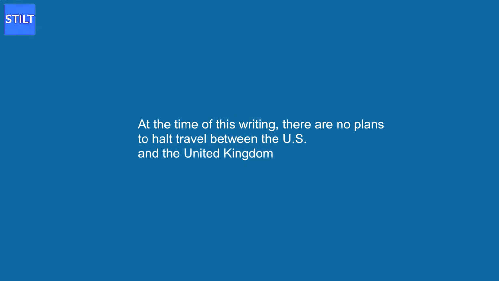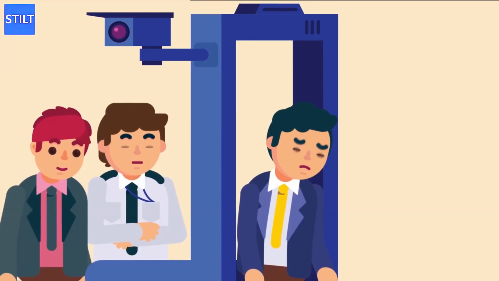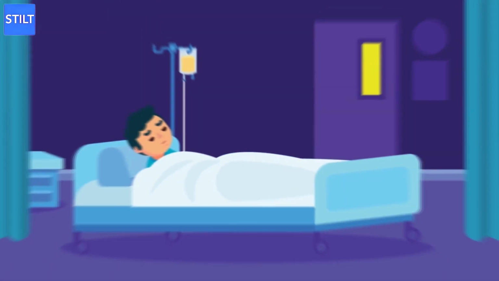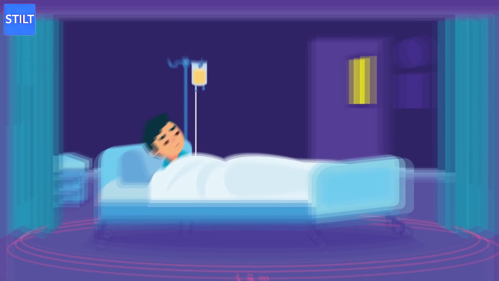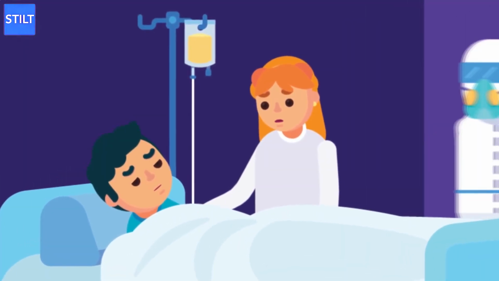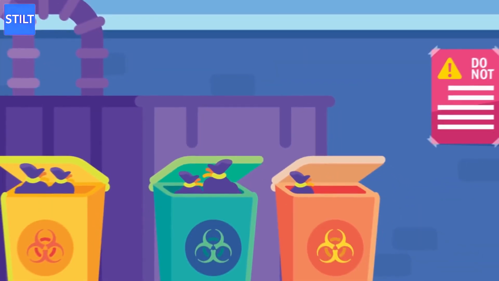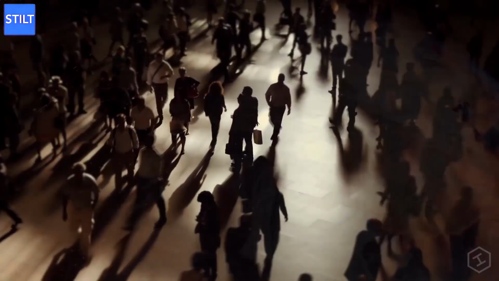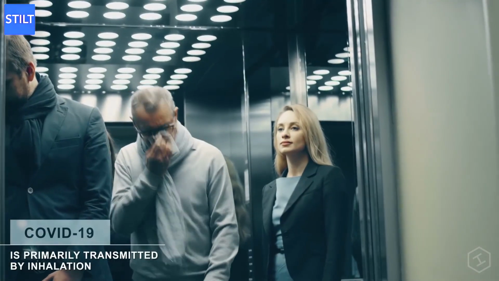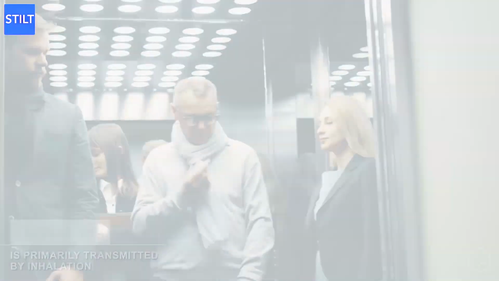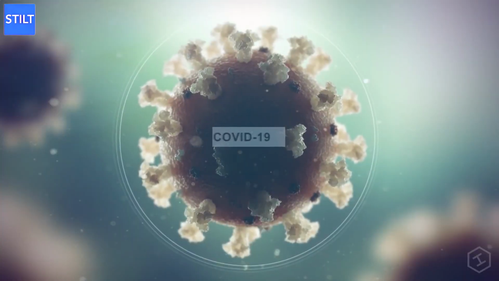At the time of this writing, there are no plans to halt travel between the U.S. and the United Kingdom. Nearly 5 million European immigrants live in the U.S. at present and will be affected by this travel ban. How travel bans are affecting U.S. immigrants. Coronavirus travel bans are deeply affecting the U.S. population and immigrants in particular. But it is affecting different non-citizens to different extents and in different ways, so it is important to understand how it is affecting you.